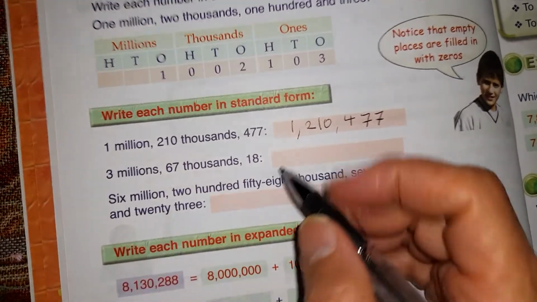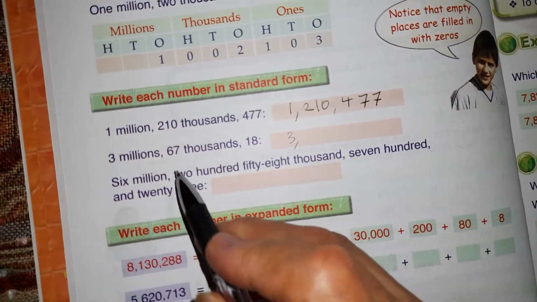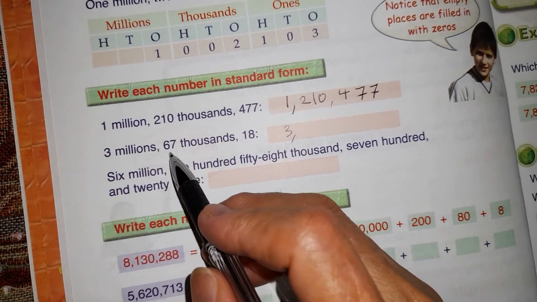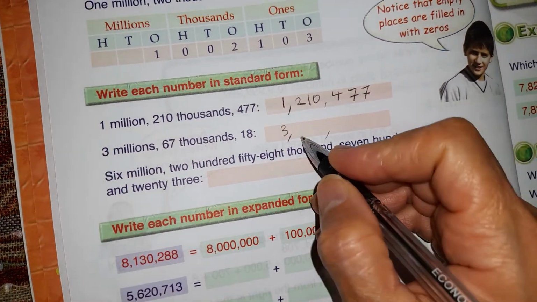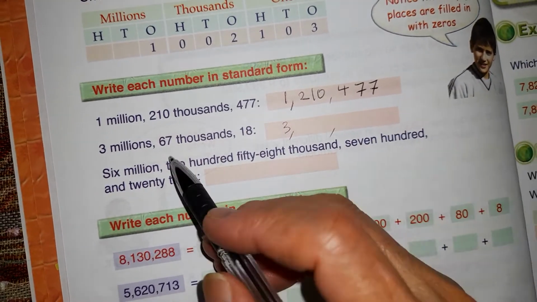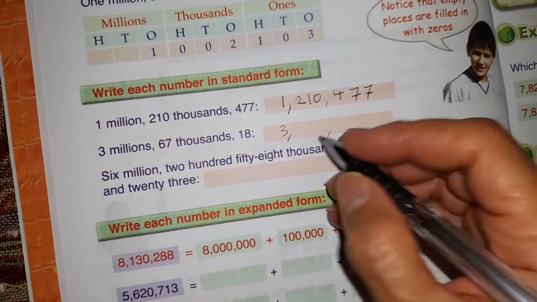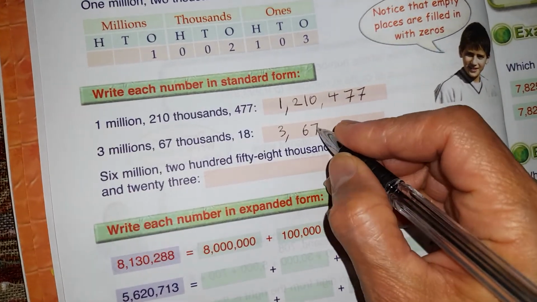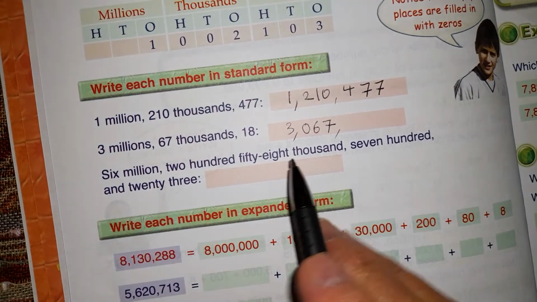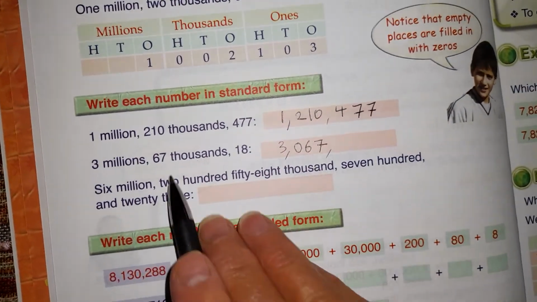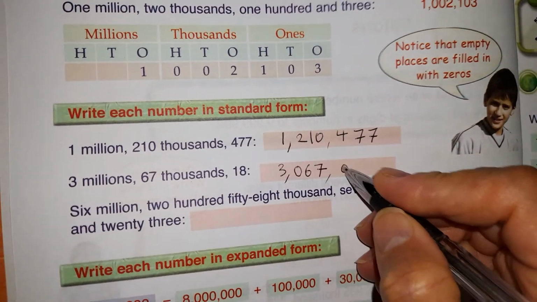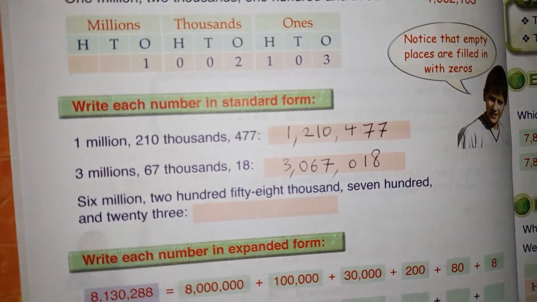3 millions, 67,000. They didn't say the hundreds. Usually the thousand is 3 digits, hundreds, tens, ones. They only said 67. I will write 67 now, and I will keep my place by putting 0. It is 67,018. Again, they didn't use the hundred, so it is 18.